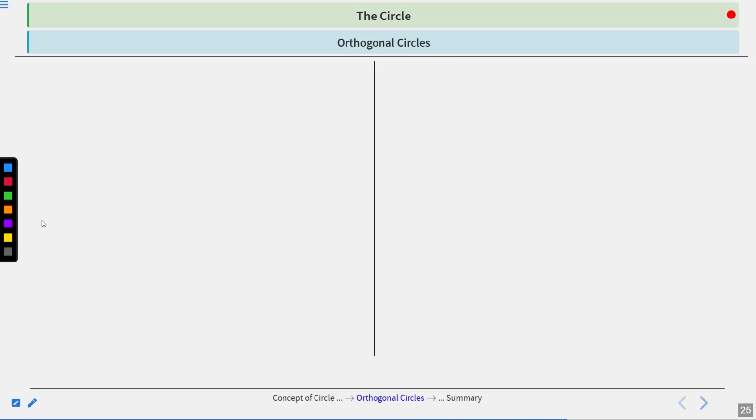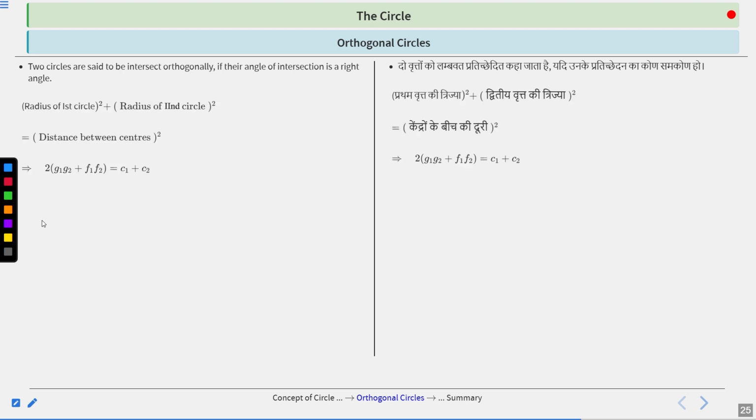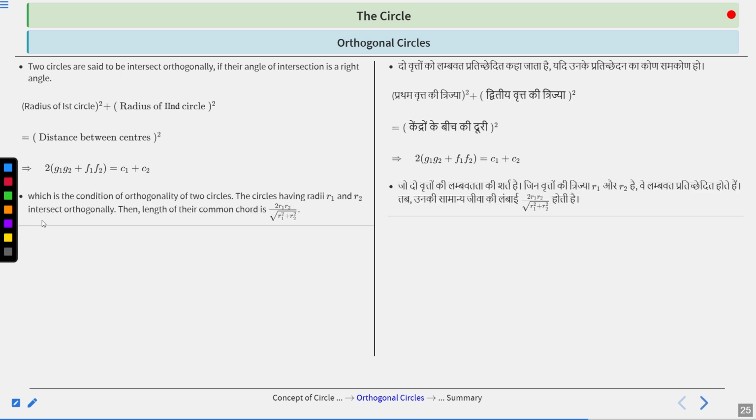Now let us see the orthogonal circles. Two circles are said to intersect orthogonally if their angle of intersection is a right angle. Radius of first circle square plus radius of second circle square will be equal to the distance between the centers square. After solving this, you will see that 2 times (G1 G2 plus F1 F2) is equal to C1 plus C2, which is the condition of orthogonality of two circles. If circles having radii R1 and R2 intersect orthogonally, then the length of their common chord is 2 R1 R2 upon root over R1 square plus R2 square.